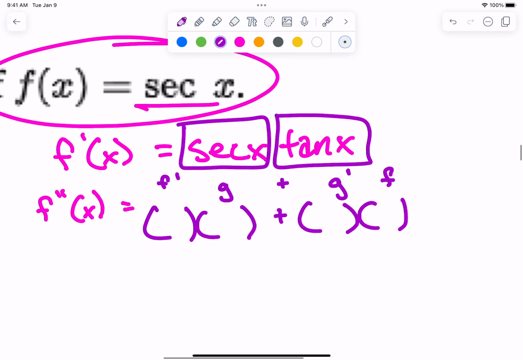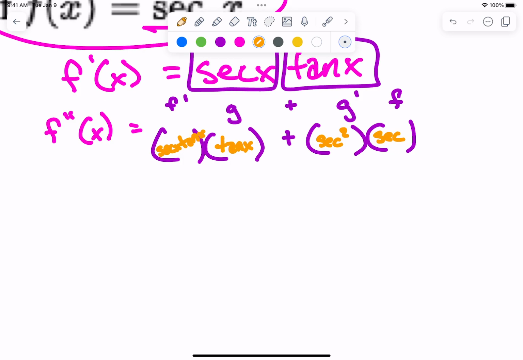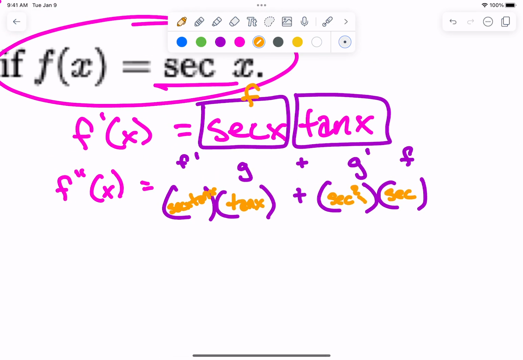Okay, f is secant x. f prime is the derivative of the f part. The derivative of secant is secant tangent, secant x, tangent x. Okay, g is just tangent x. G prime, what's the derivative of tangent? Secant squared. F is just secant x. It's all x. There are all x's on it. So if we put it together, it is secant x.